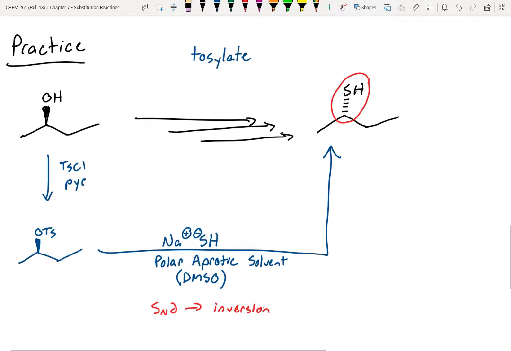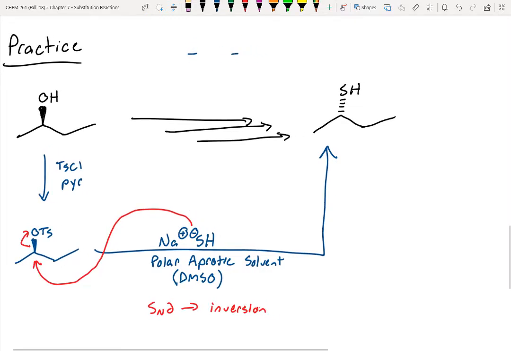All right, so let's include our reaction arrows. For SN2, we're going to do a backside attack, kick that off, and we're going to get an inversion, right? So it's a nice, simple organic transformation. All right, make sense so far?